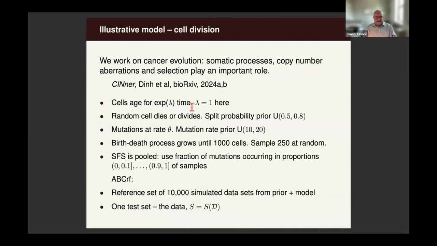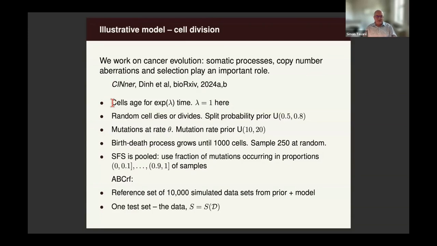We are indeed a cancer lab. My example is far from a cancer problem. It's a very, very simple one. It has no copy number variation or selection or anything in it. If you want to see more of the details of that sort of side of things, then there's a paper on the arXiv which describes this model in much more detail.